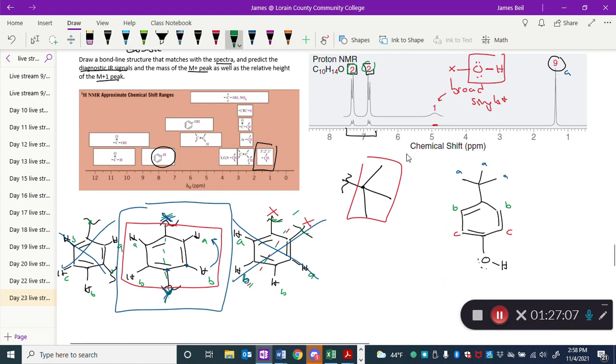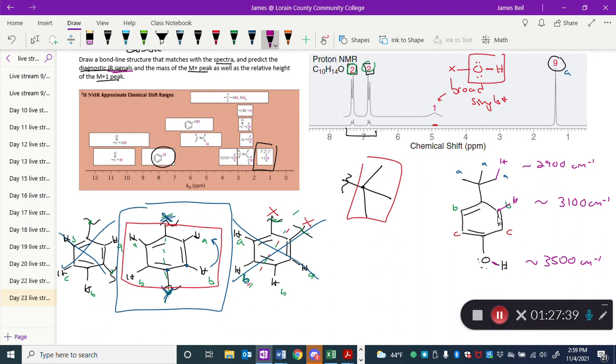Once I have the structure drawn, I should also be able to predict where the IR signals are. So I would have a broad stretching signal around 3500 in the IR for the OH. I would have some CH stretching on sp2 hybridized carbons around 3100. And I would have some CH stretching on sp3 hybridized carbons around 2900. Those would be the signals I'd expect to see.